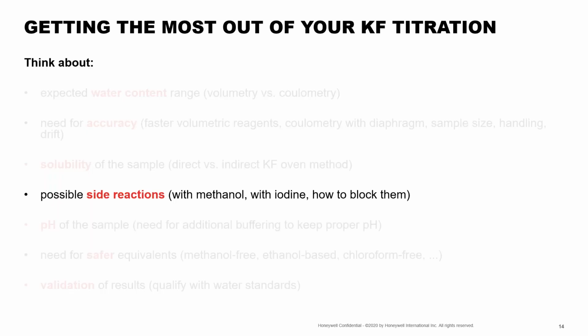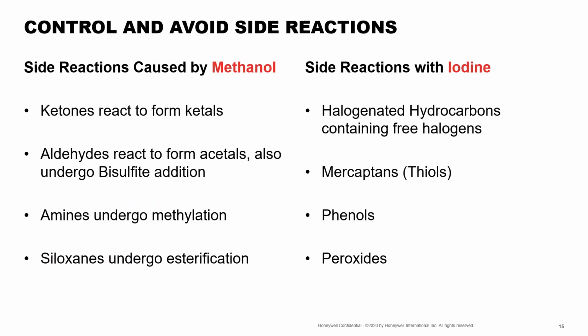Okay, so that's a little bit on sample solubility. Now we're going to dive into what we can do with our reagent system to avoid possible side reactions that might take place. We've got two main categories of these: side reactions that are caused by methanol and side reactions that are caused by iodine. As you'll remember, again, with Karl Fischer, there's a chemical reaction taking place. If our sample is reacting with any of those portions of the Karl Fischer reaction, then you're going to be influencing the ultimate water and iodine stoichiometry that's reacting at the end of that reaction mechanism.